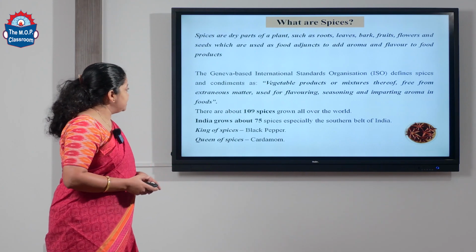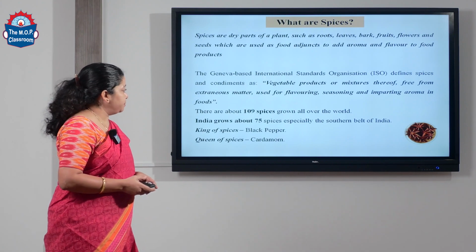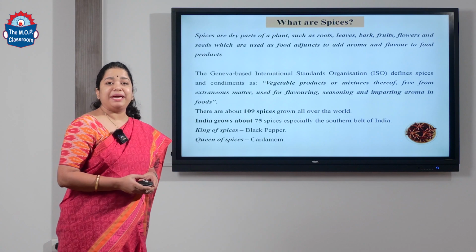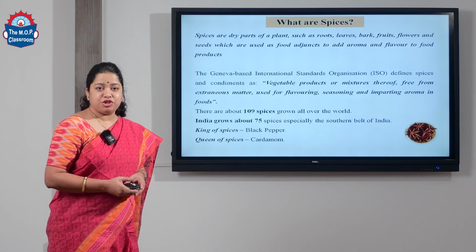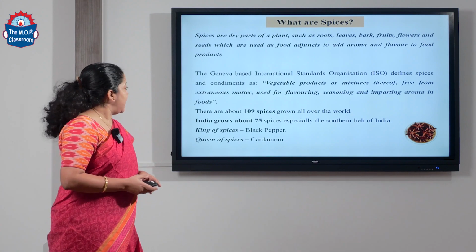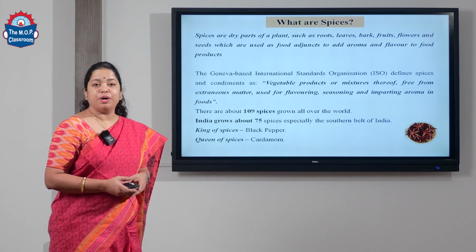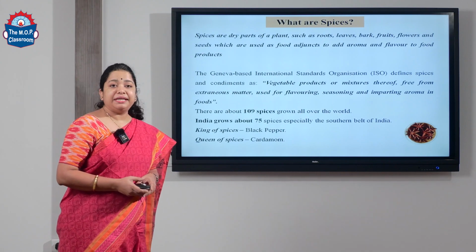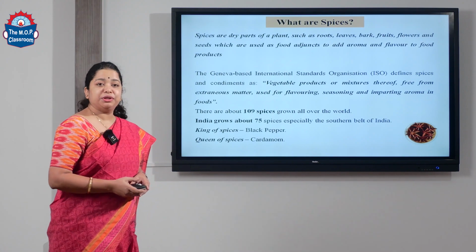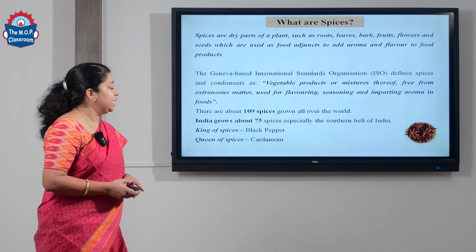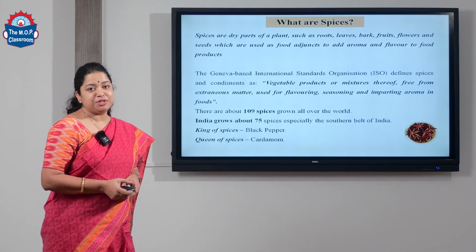The Geneva-based International Standards Organization defines spices as vegetable products or mixtures which are free from any extraneous matter in terms of dirt, dust, or any kind of debris, and which add seasoning, flavoring or aroma to our food preparation. There are about 109 spices found all over the world, of which India contributes about 75 spices in total. The king and the queen of spices are black pepper and cardamom respectively.